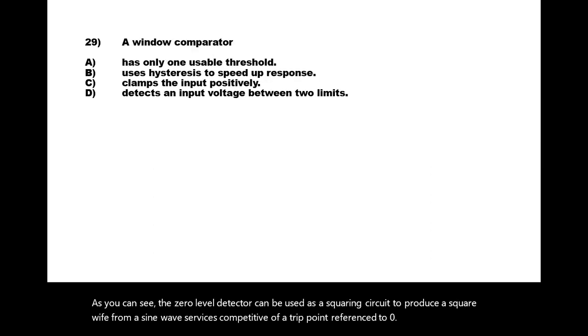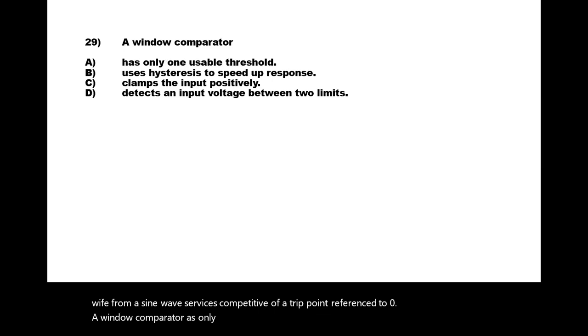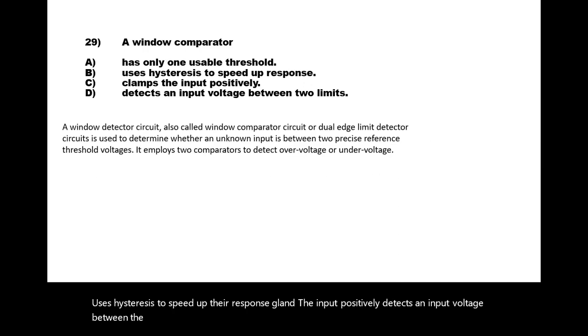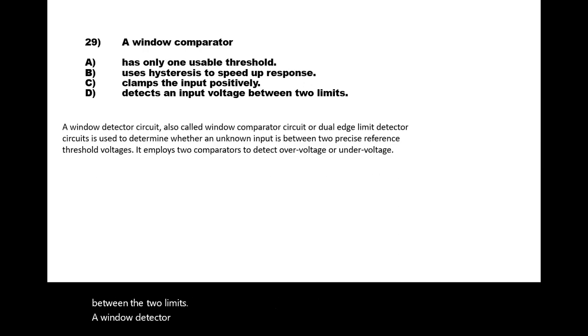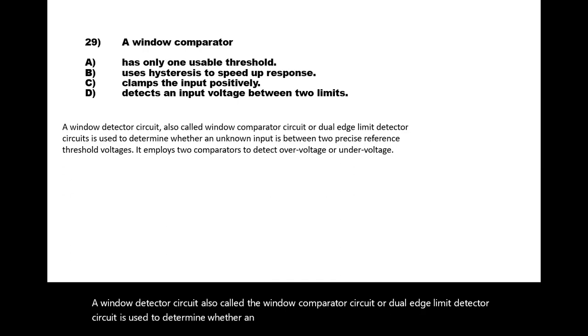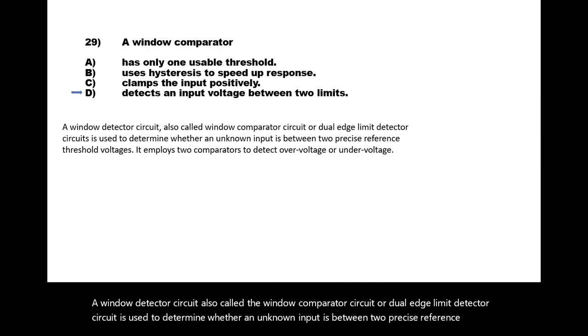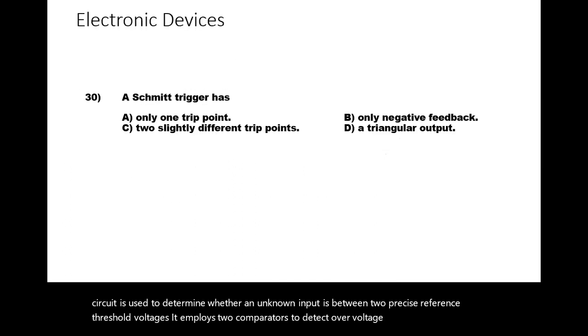A window comparator: only one usable threshold, uses hysteresis to speed up response, clamps the input positively, or detects an input voltage between the two limits? A window detector circuit, also called a window comparator circuit or dual edge limit detector circuit, is used to determine whether an unknown input is between two precise reference threshold voltages. It employs two comparators to detect over voltage or under voltage. So the answer is detect the input voltage between two limits.